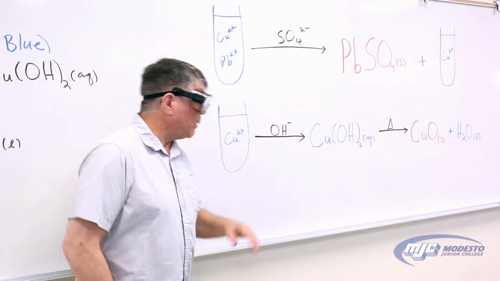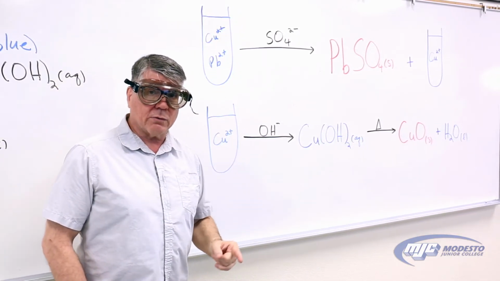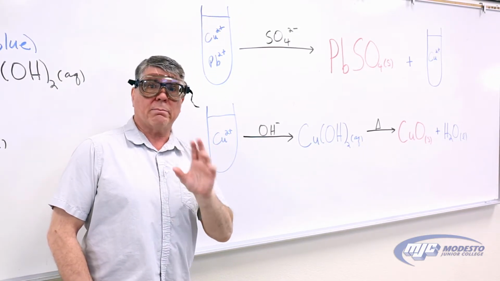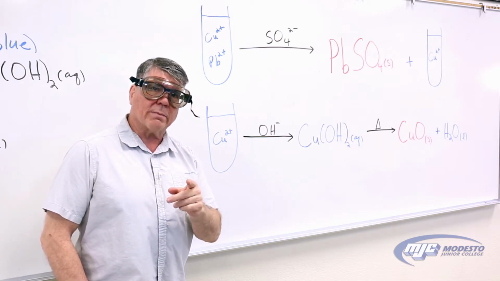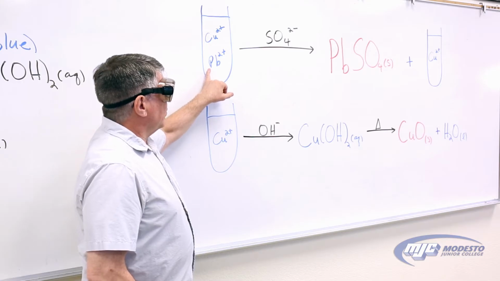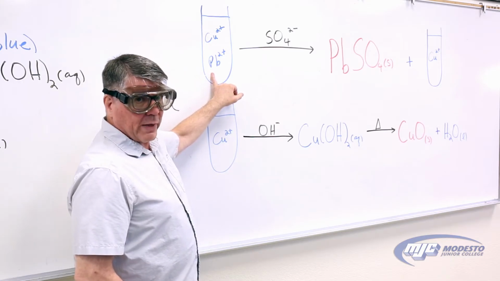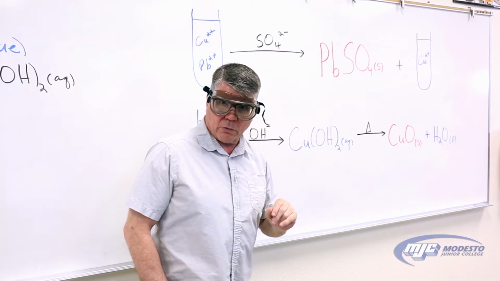Here's how we do it. Take this solution, and by the way, because there's copper two ion in this solution, it will be bright blue. That's actually useful to know, because anytime you see that blue color, you know that's where the copper is. The first thing we do is take 10 milliliters of that, measure it with a volumetric pipette, and add some sodium sulfate.